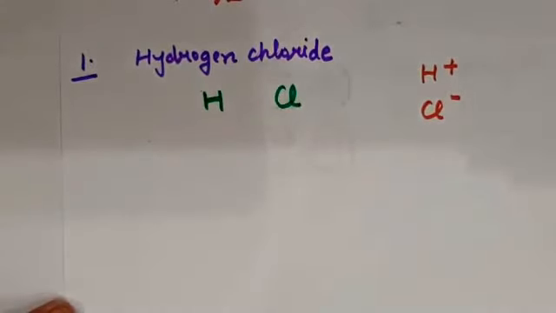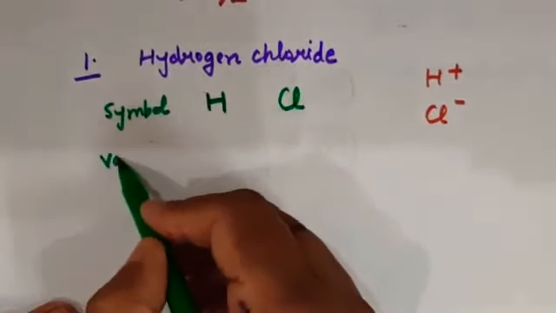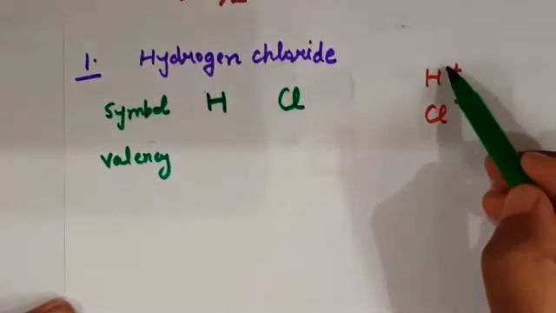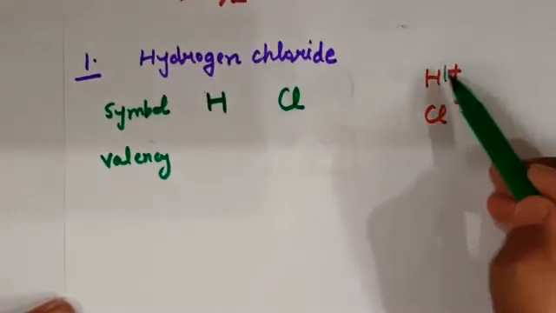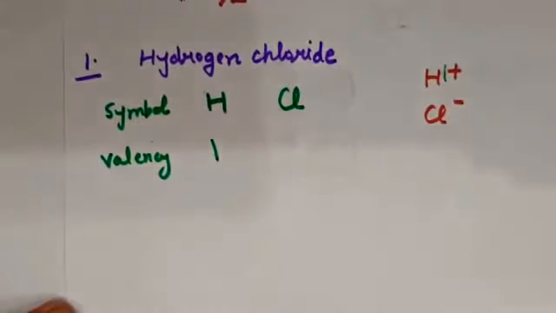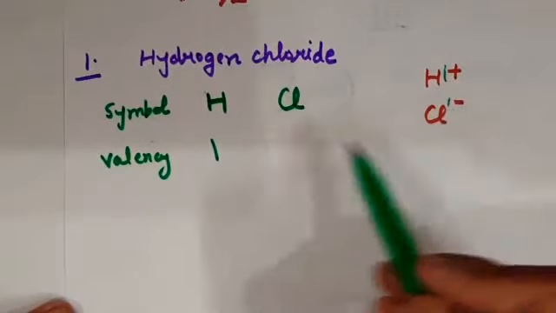Okay. Now it was a symbol. Now coming to valency. What is the valency of hydrogen? It is 1 positive. Nothing is written. It means it is 1. So 1 positive. So 1. And what is the valency of chloride? It is also 1.